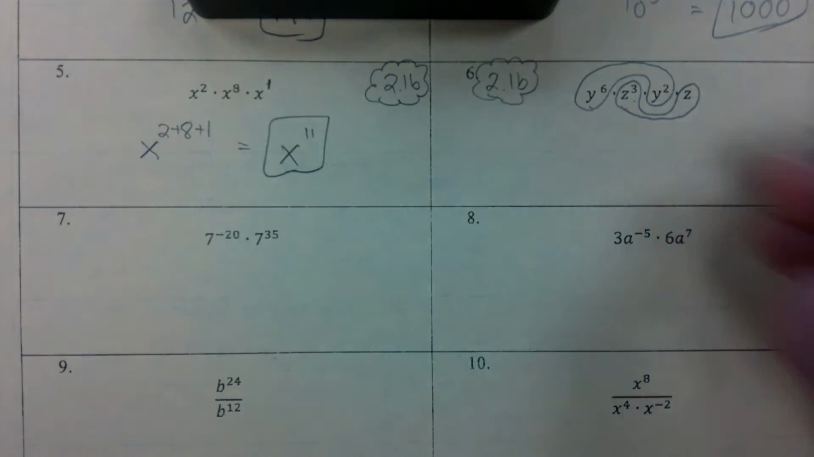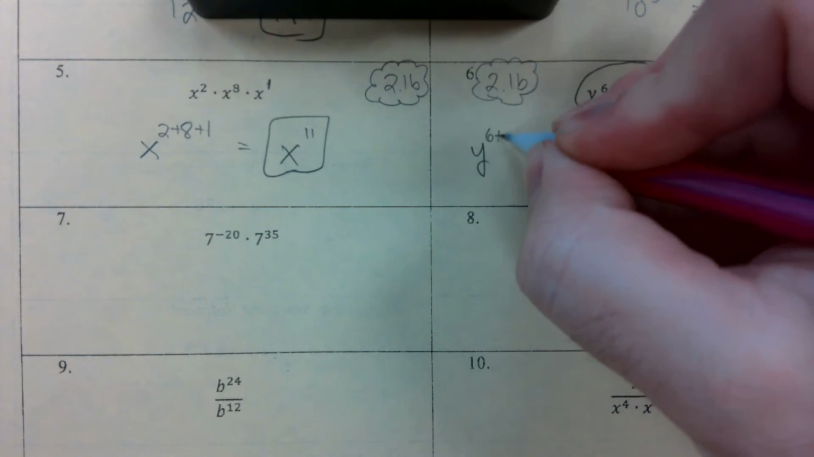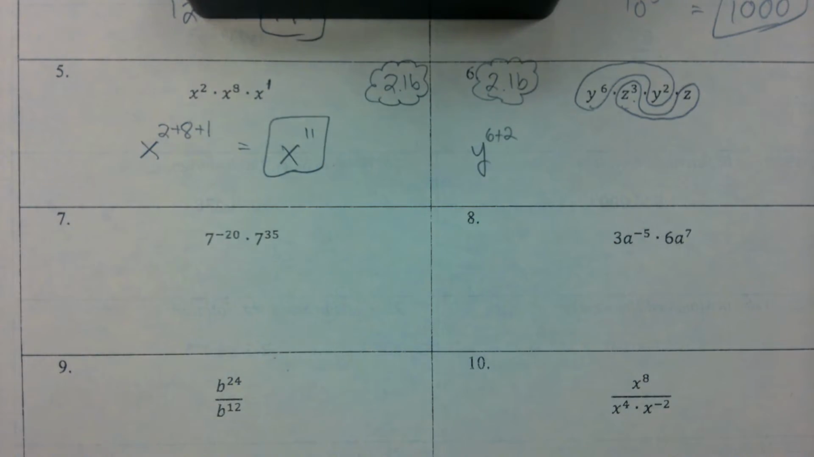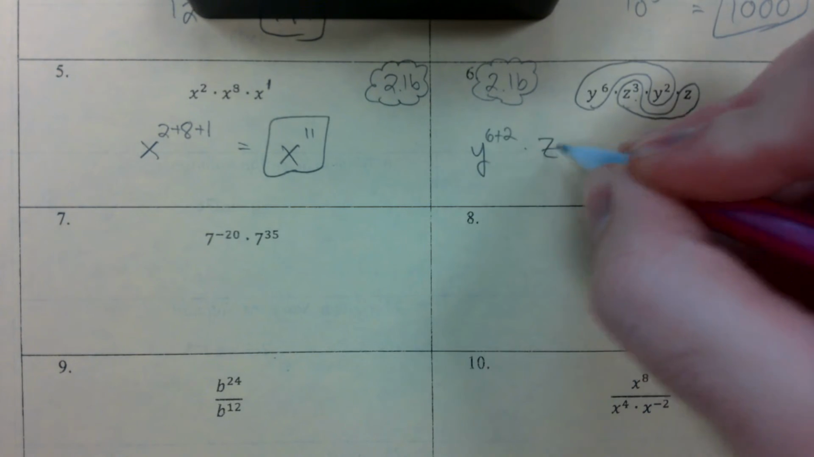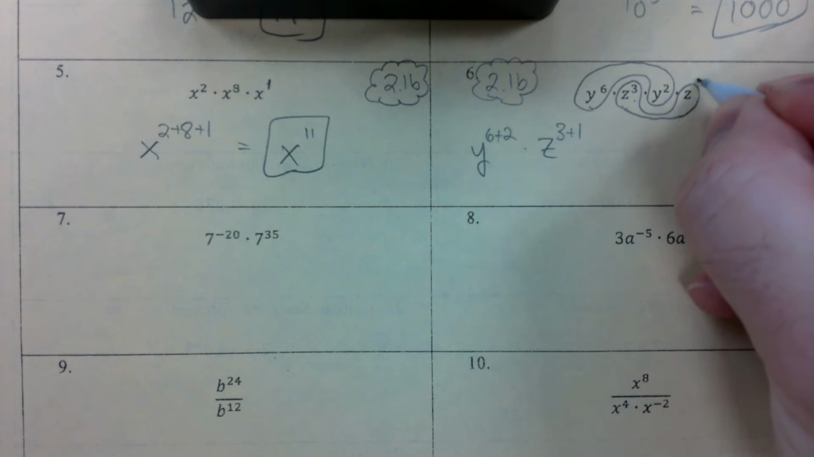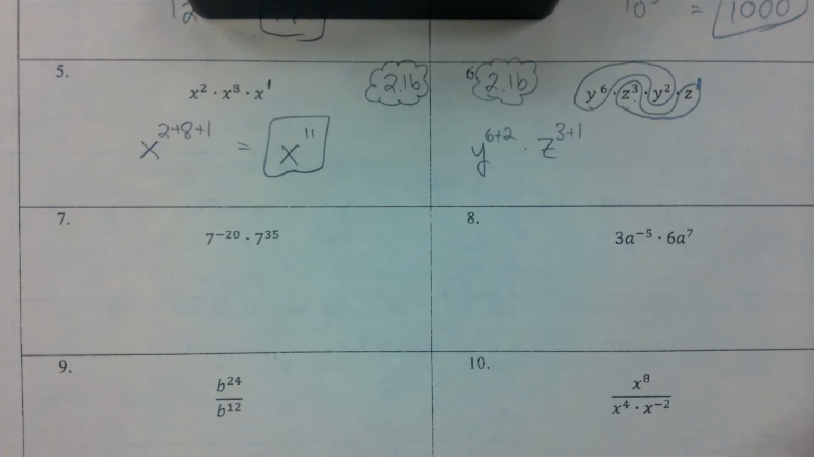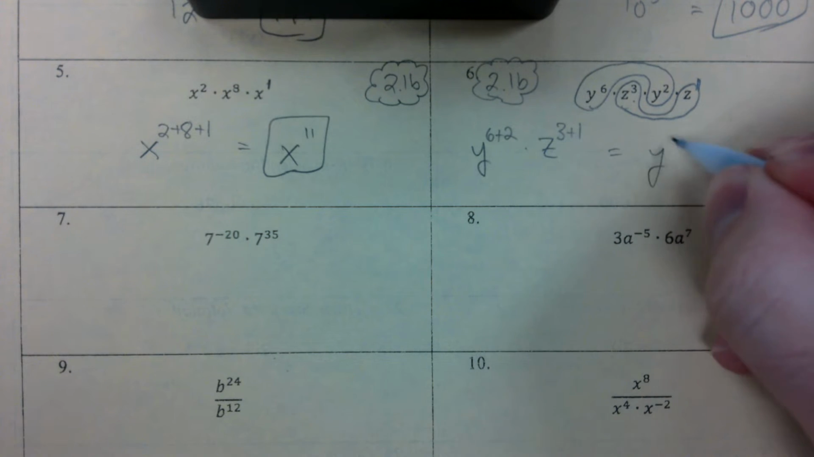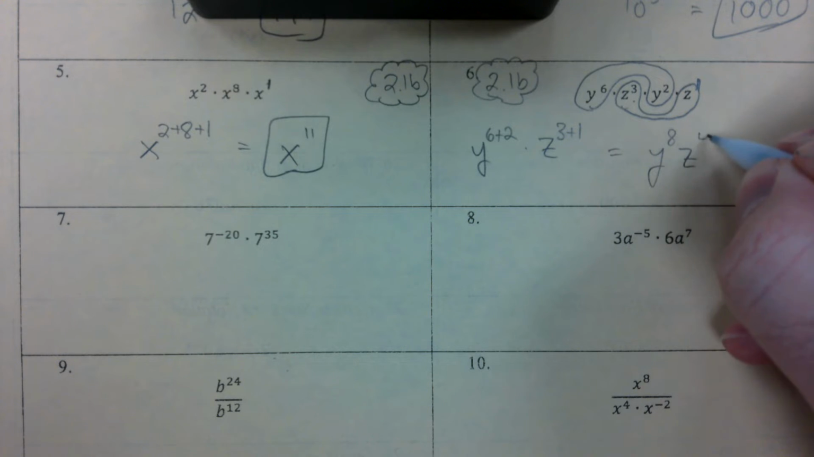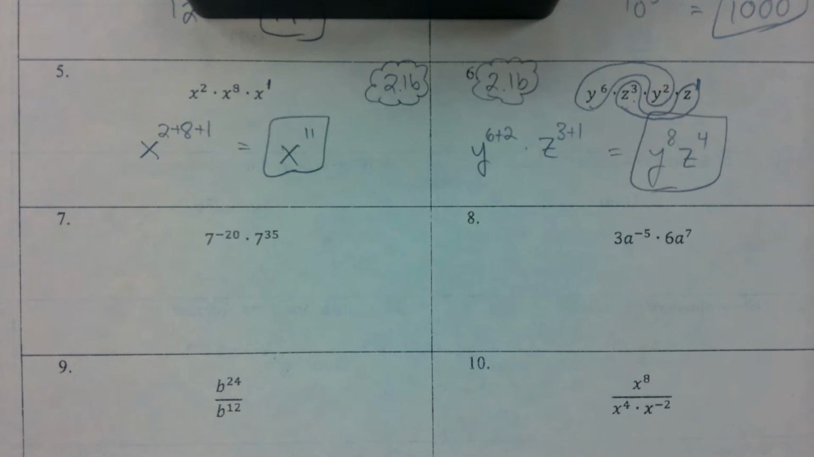We have to do it separately. So y to the 6 plus 2 times z to the 3 plus 1 gives us y to the 8th, z to the 4th. And that's all we can do. We can't combine those 2 terms. They're different variables, right? So our answer is just that: y to the 8th, z to the 4th.